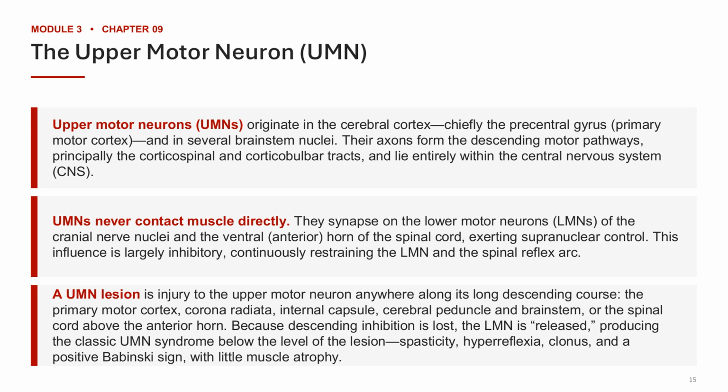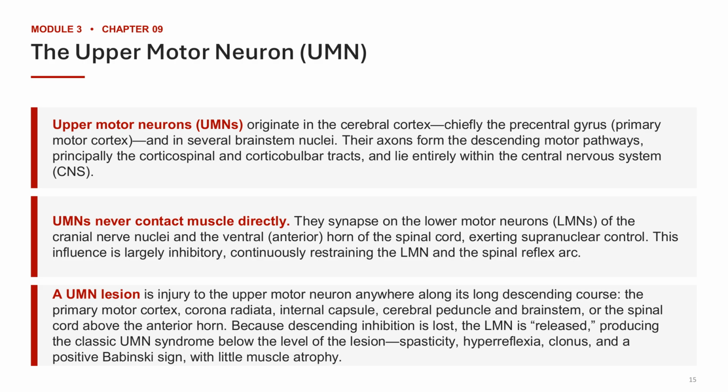This is supranuclear control, meaning control exerted above the motor nucleus. And the character of that influence is what makes the whole clinical picture make sense. It is largely inhibitory. The upper motor neuron is continuously restraining the lower motor neuron and the spinal reflex arc. Hold those two facts together. Never touches muscle and largely inhibitory, and the upper motor neuron syndrome writes itself.